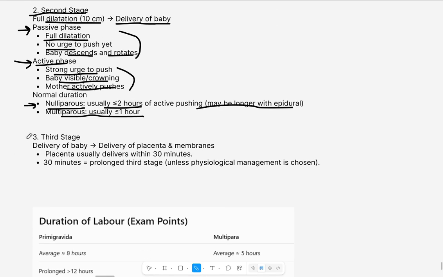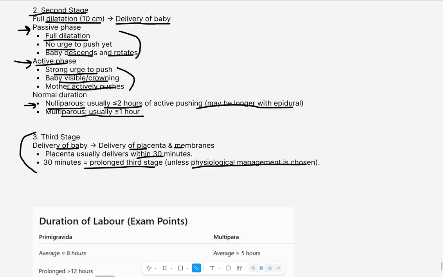Okay, now we have a third stage of labor. From the delivery of the baby to the delivery of the placenta and membranes, this should usually be delivered within 30 minutes. More than 30 minutes is a prolonged third stage unless physiological management is chosen. Okay, so this should happen under 30 minutes. If it's happening over 30 minutes, you are dealing with a prolonged third stage of labor.